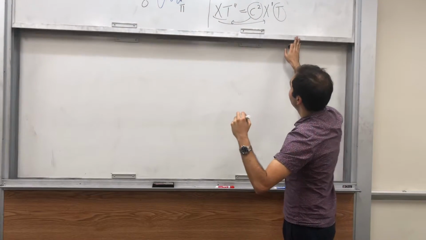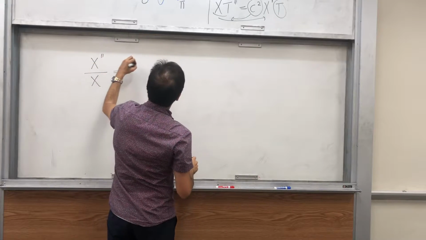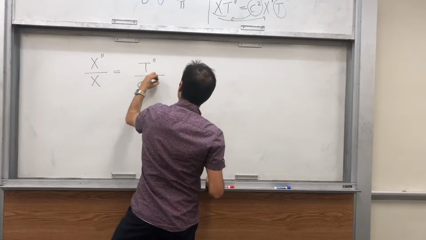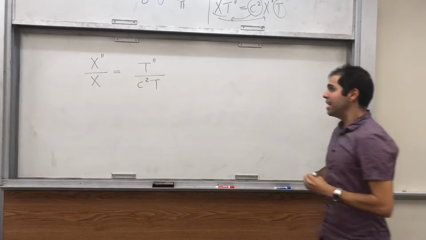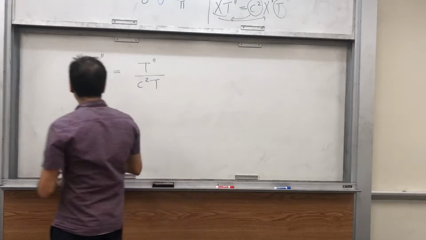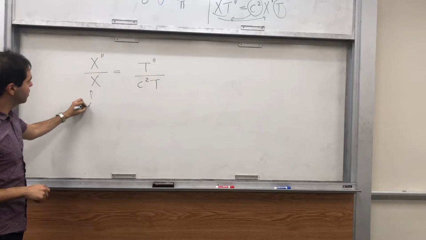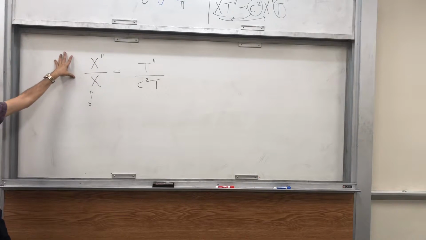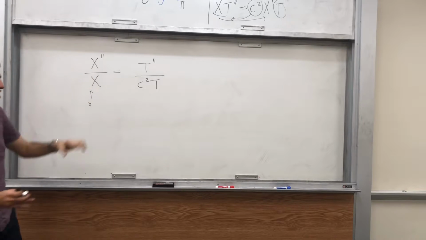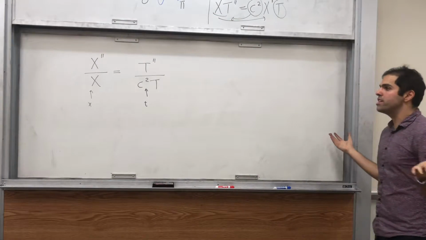So what you end up getting after all this mess is X double prime over X equals T double prime over c squared T. Why did I do this? Because you want your x equation to be as simple as possible. Now, here's the cool thing. This side only depends on little x, so it does not depend on t at all. On the other hand, this function of x actually has to be a function of t, because the right-hand side only depends on t.